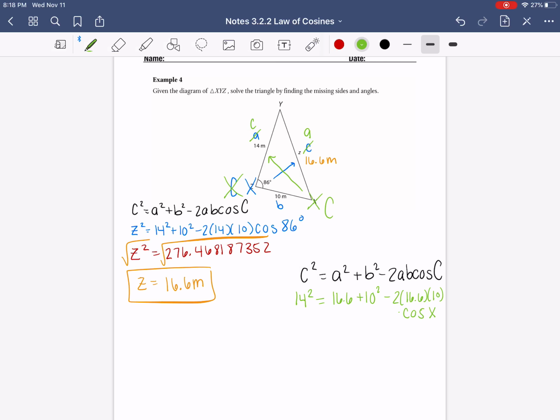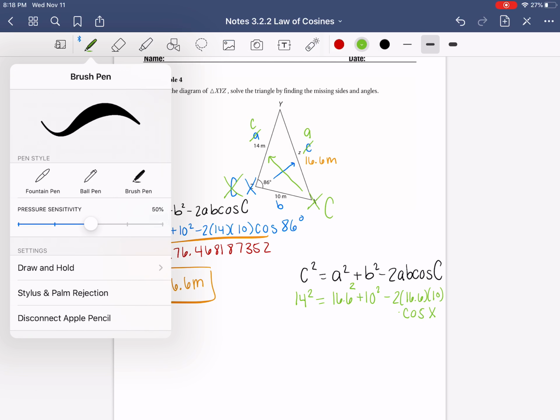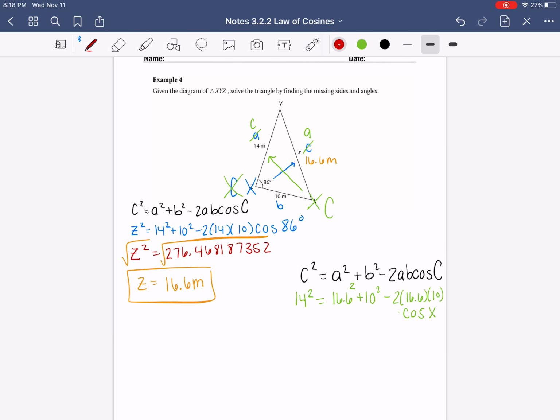So now that we're finding an angle, okay, the variable is in the angle spot. We can't just plug the whole thing into the calculator, okay? This is one where you have to subtract. I forgot my squared on my 16.6. You have to go ahead and subtract your squared. So subtract 16.6 squared minus 10 squared.